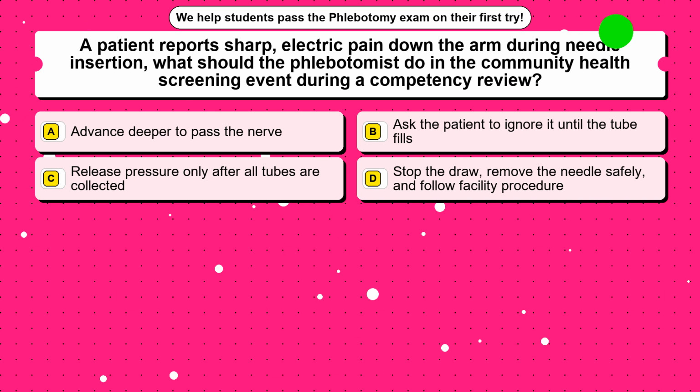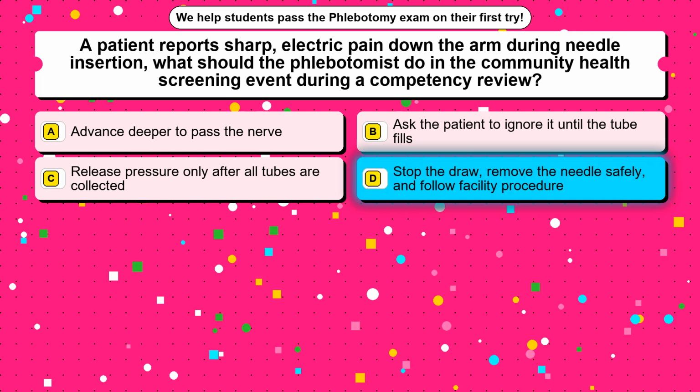Question 27. A patient reports sharp, electric pain down the arm during needle insertion. What should the phlebotomist do in the community health screening event during a competency review? Option A: advance deeper to pass the nerve. Option B: ask the patient to ignore it until the tube fills. Option C: release pressure only after all tubes are collected. Option D: stop the draw, remove the needle safely, and follow facility procedure.